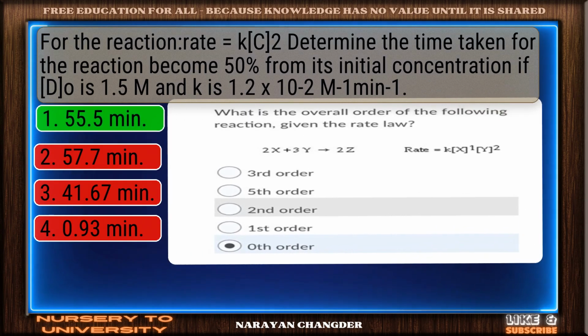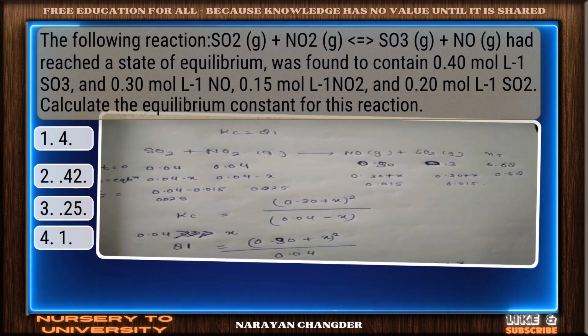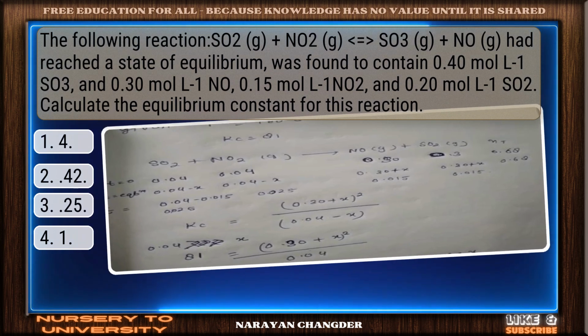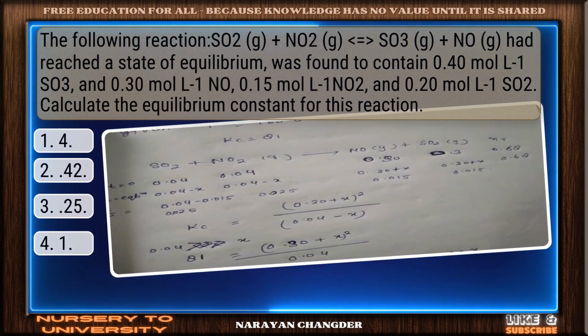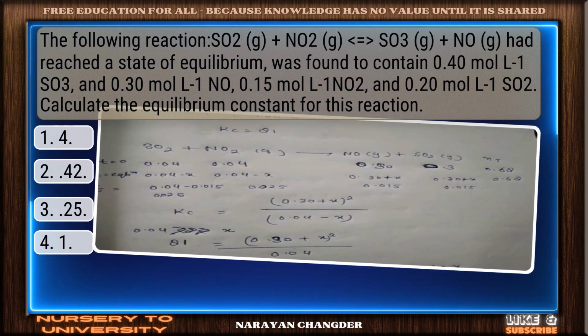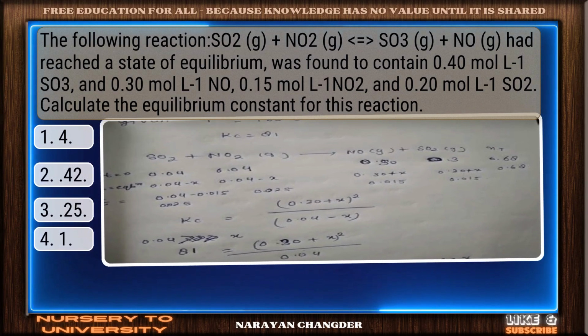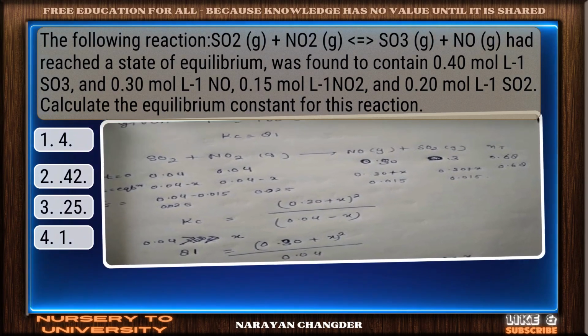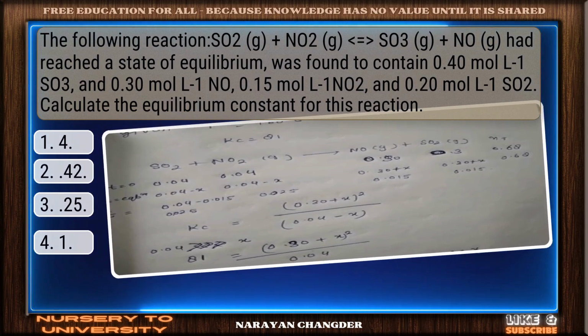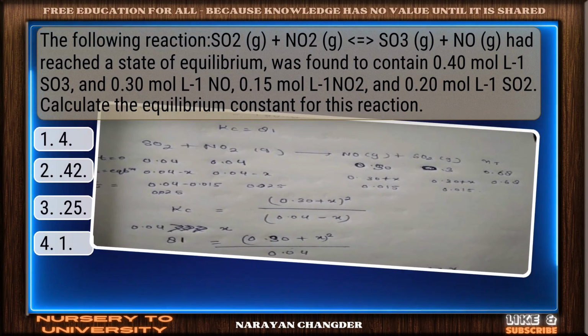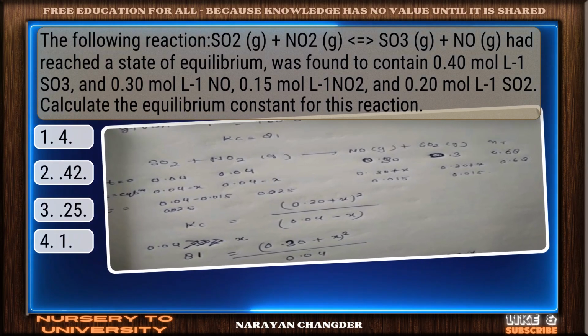55 min, great work. The following reaction, SO2 plus NO2 equal to SO3 plus NO, had reached a state of equilibrium and was found to contain 0.40 mol L-1 SO3, 0.30 mol L-1 NO, 0.3 mol L-1 NO2 and 0.2 mol L-1 SO2. Calculate the equilibrium constant for this reaction. Option 1, 4. Option 2, 4.2. Option 3, 25. Option 4, 5.